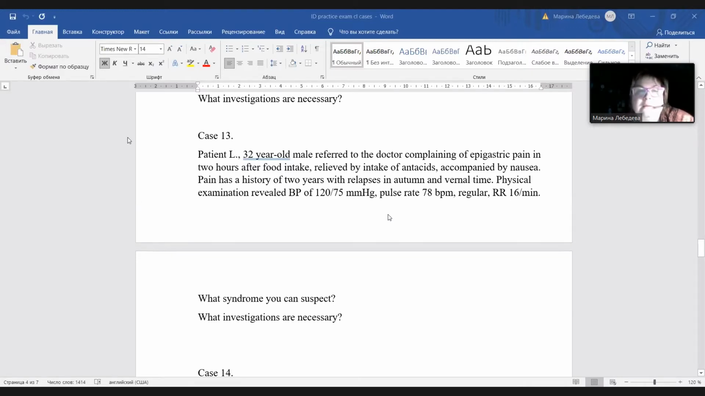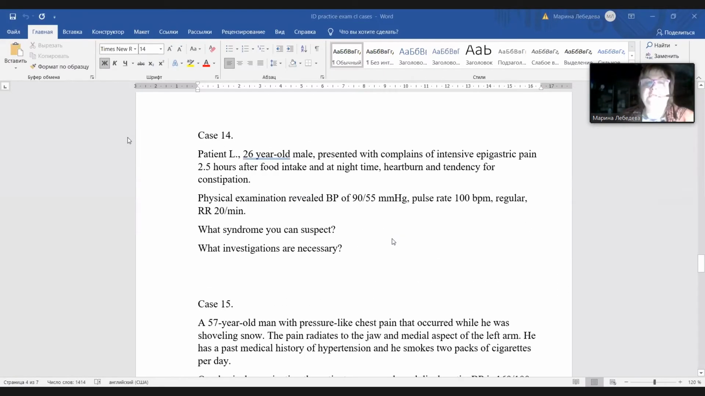Complete chemical blood test, and stool test for verification, if it is possible, for verification of occult blood. Okay. Number 14, please.